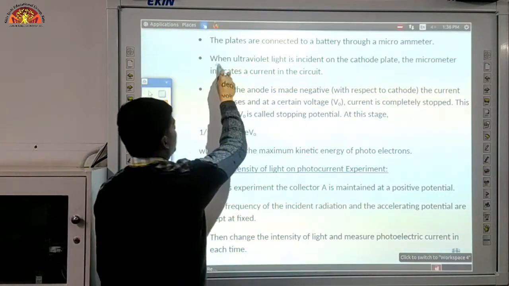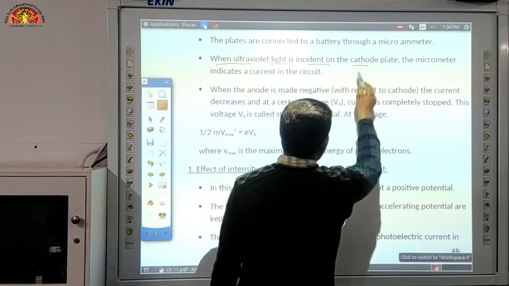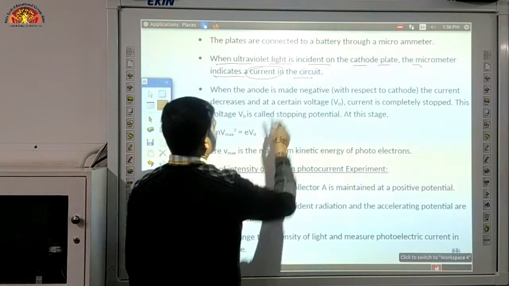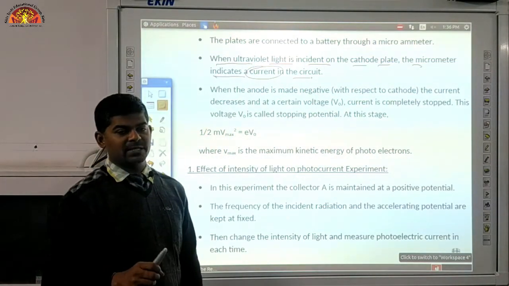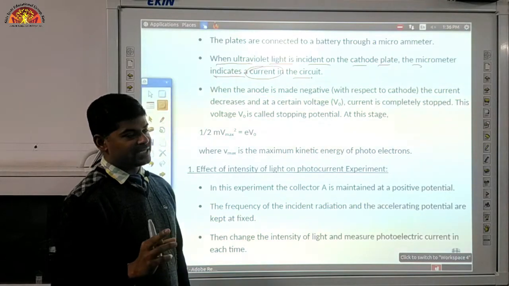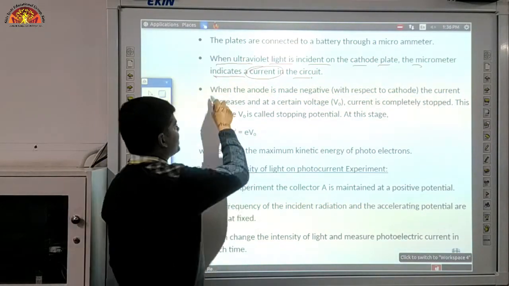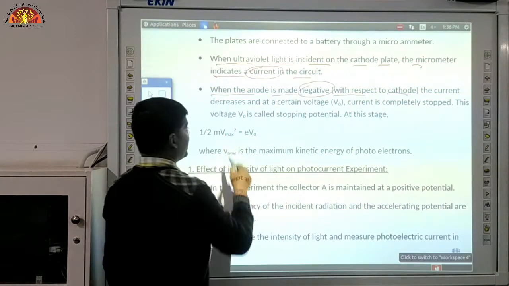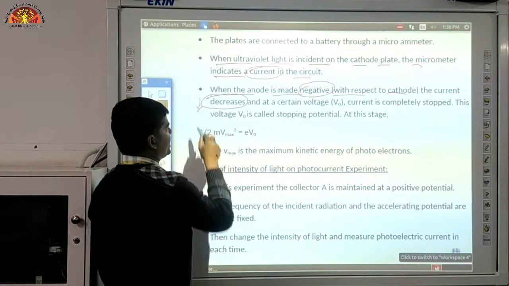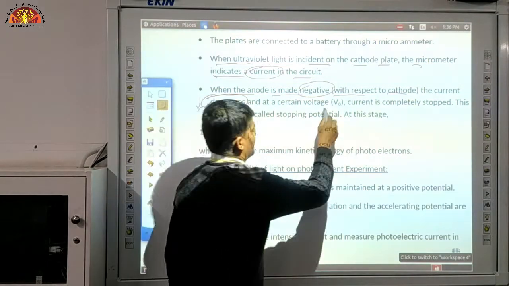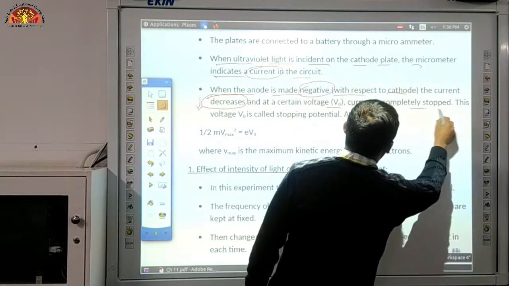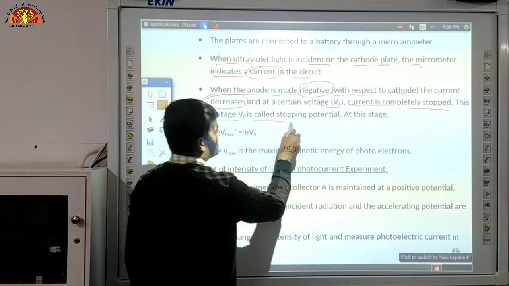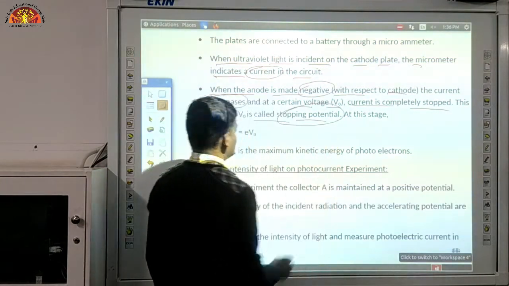Now students, when UV light is incident on the cathode plate, the microammeter indicates the current in the circuit. जैसे UV light fall होती है तो microammeter जो होता है बच्चों वो current indication show करना start कर देता है. Now when the anode is made negative with respect to the cathode, the current decreases. Remember one thing, it will decrease to a certain voltage, that is V0, where current is completely stopped, and this voltage V0 जहाँ पे current stop हो रहा है is called the stopping potential.